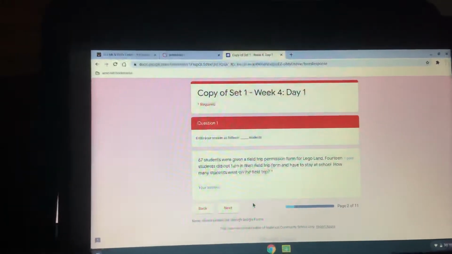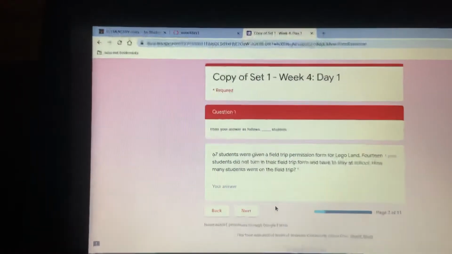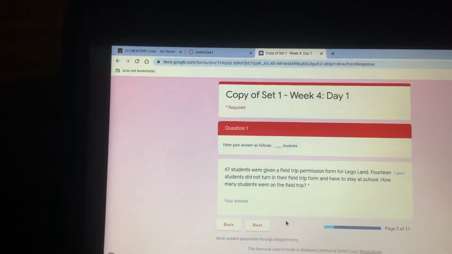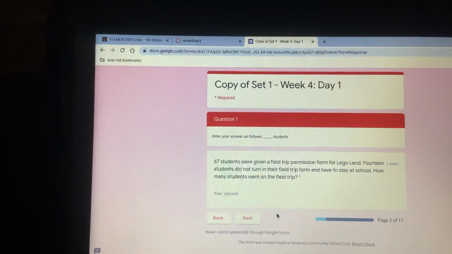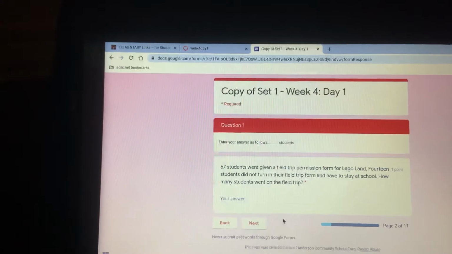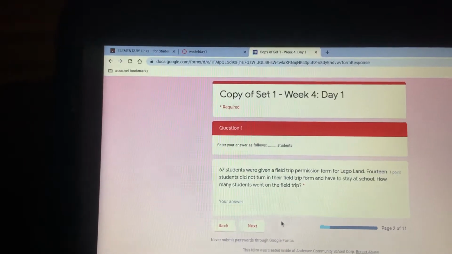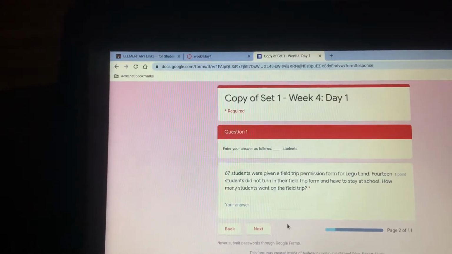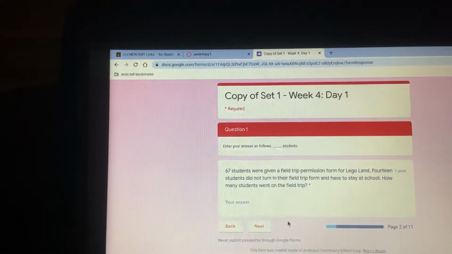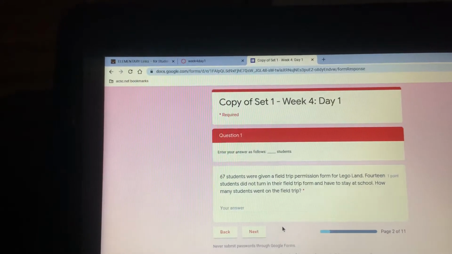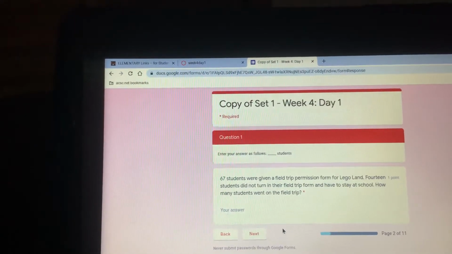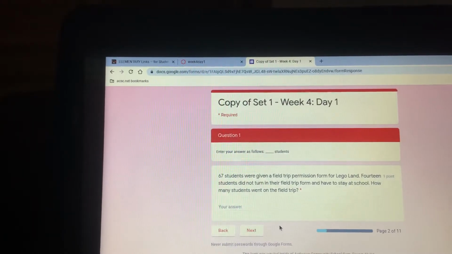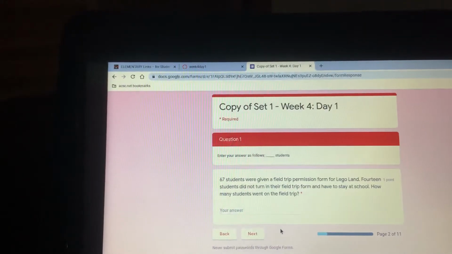So today's question is: 67 students were given a field trip permission form for Legoland. 14 students did not turn in their field trip form and have to stay at school. How many students went on the field trip? Well, if we know 67 were given a field trip form and 14 did not bring it back, we need to find out 67 minus 14. So I'm going to go over on my paper and I'm going to write that down and get my answer. Go ahead and try that.